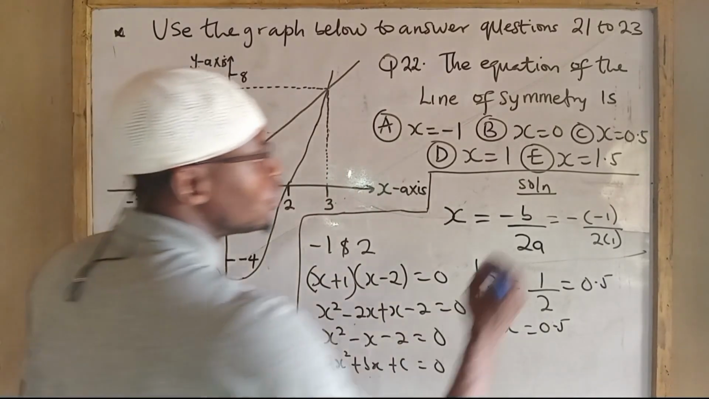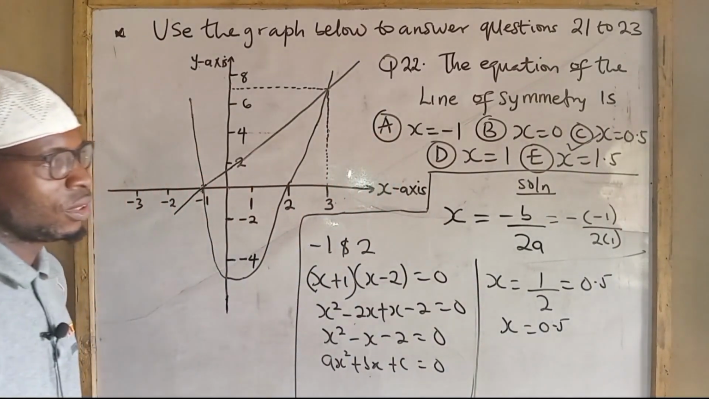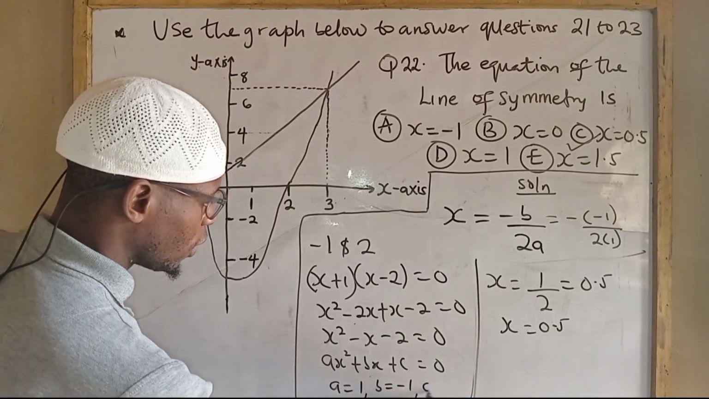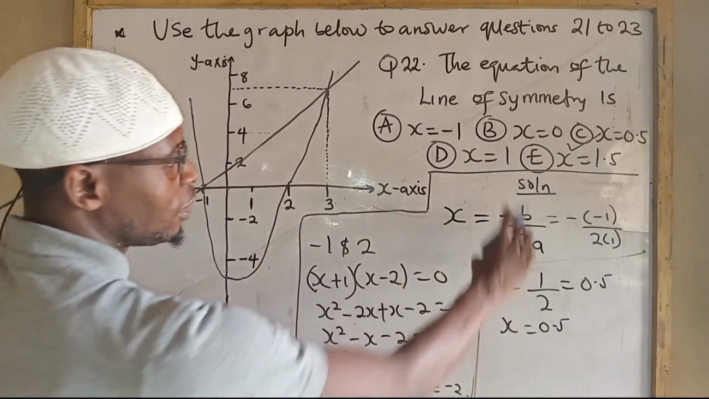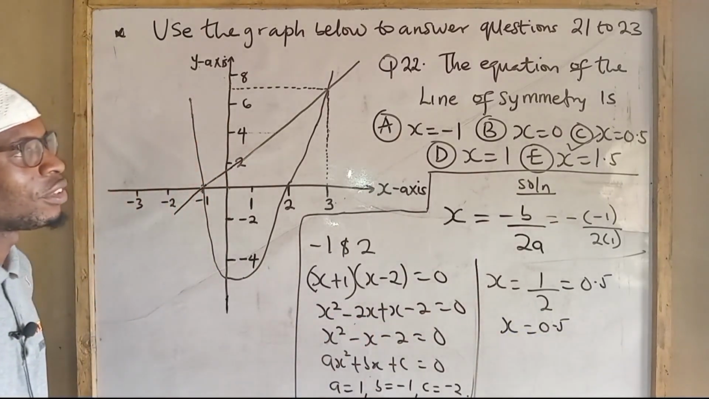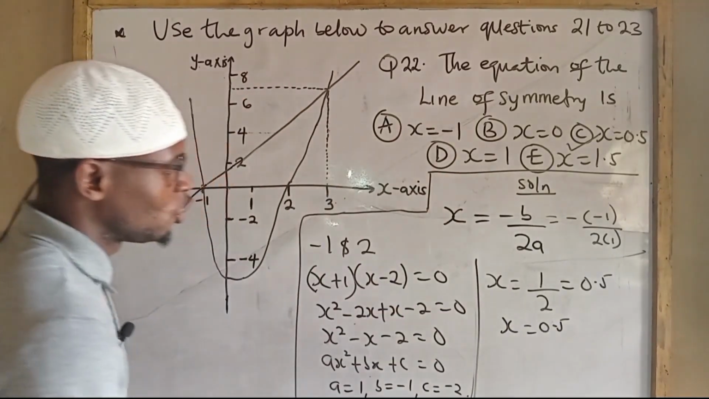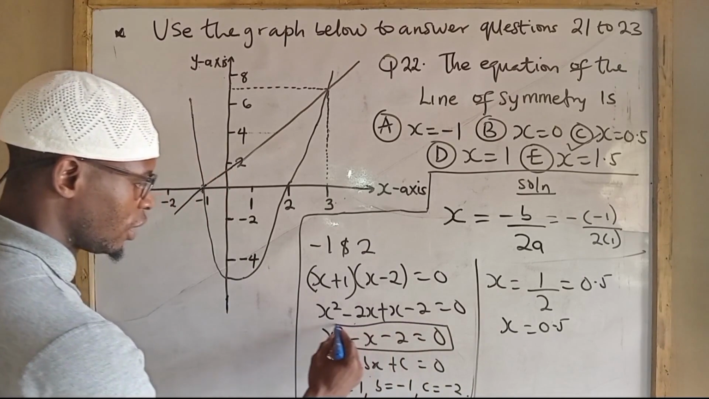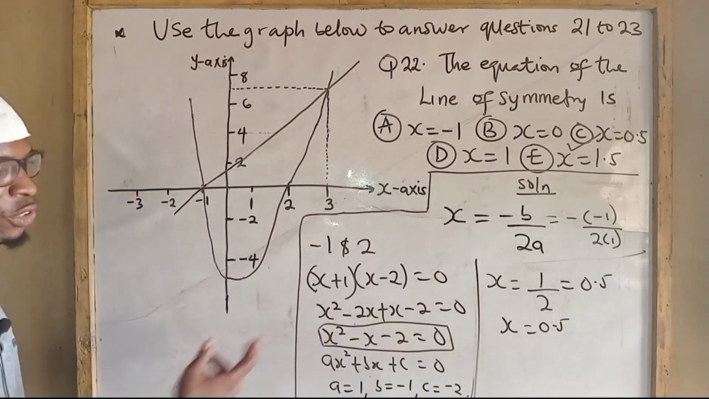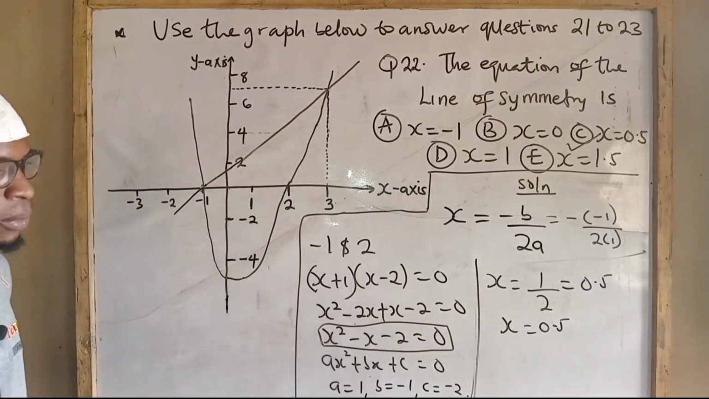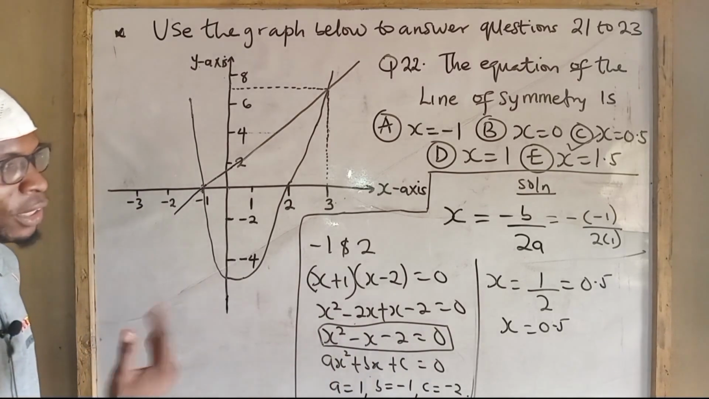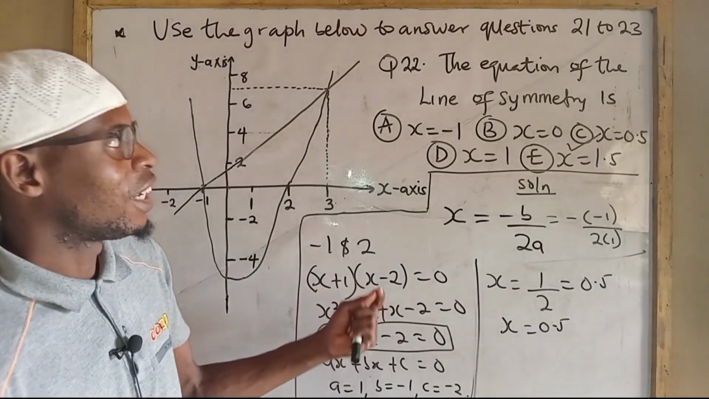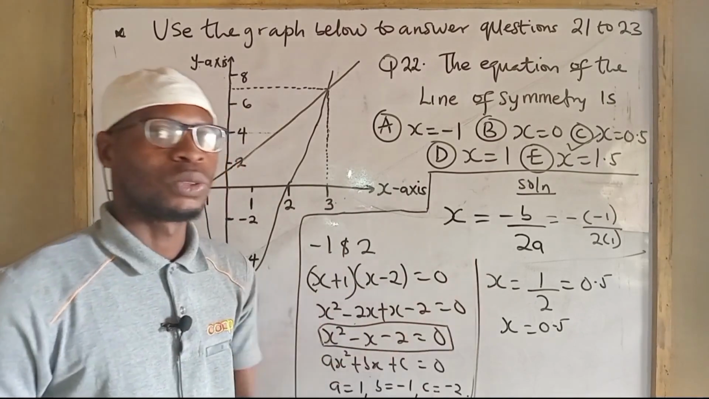Let's look at the options. The option is option C. Let me put that a equals 1, b equals -1, and c equals -2. When we replace, we have the answer x equals 0.5. So that is option C. But please take note of this equation, because the next question says we should derive the quadratic equation. This is the answer to that. It's like saying we have to get question 23 first before solving this one.